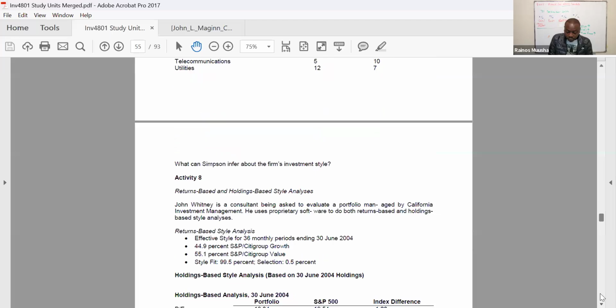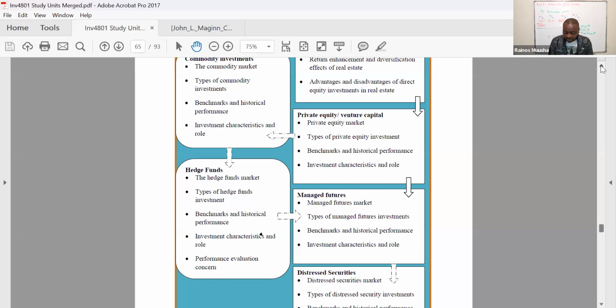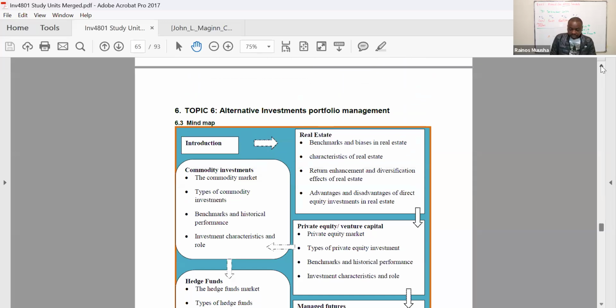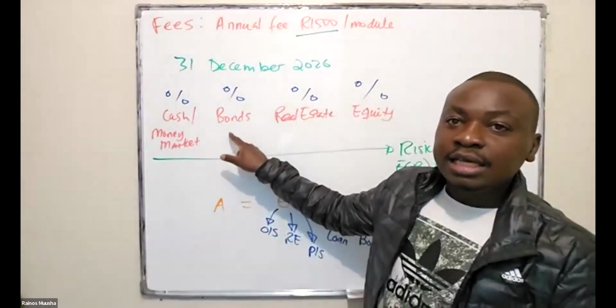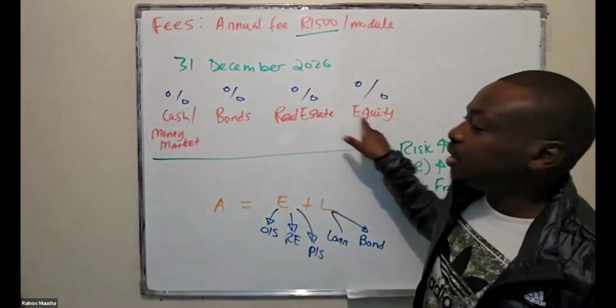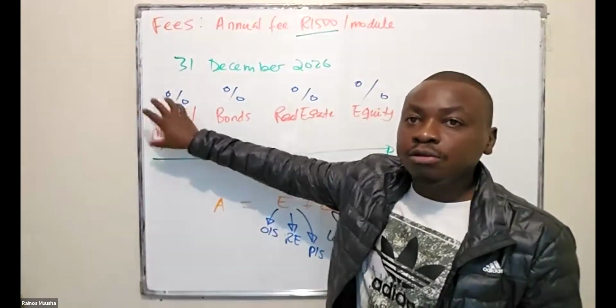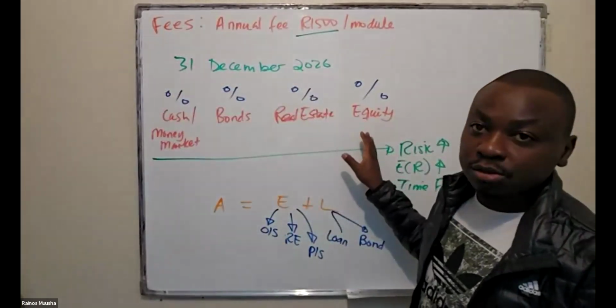But remember, this is also covering material that is coming from the study guide, that is covered in the chapter of the textbook as well. Then topic 6 looks at alternative investment portfolio management. Typically, you invest in equity, you invest in bonds, and you usually hold cash before you decide exactly where you want to move your investments.